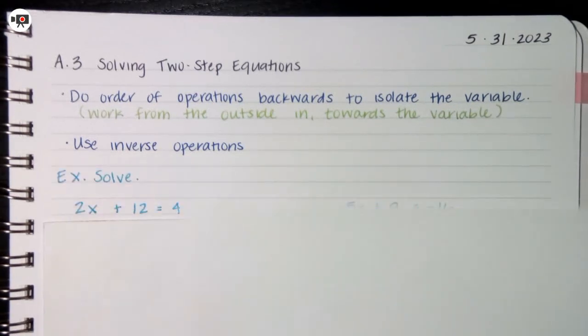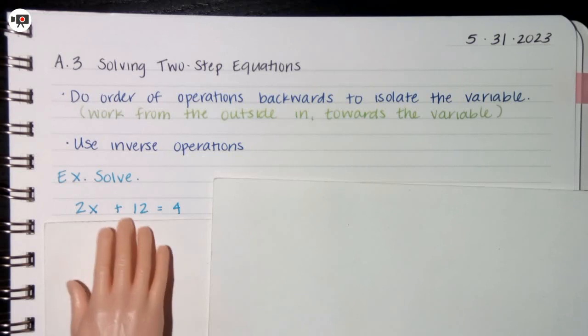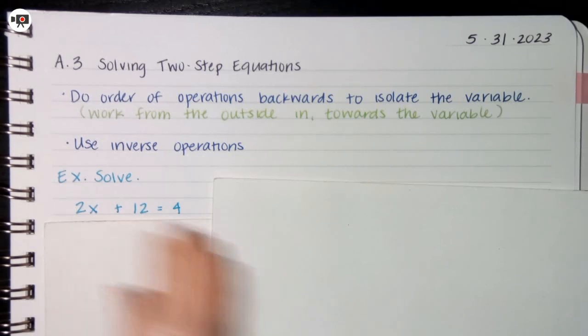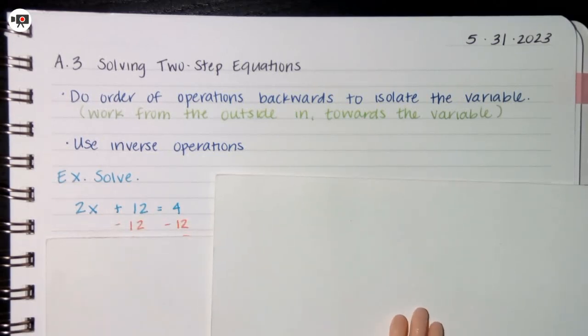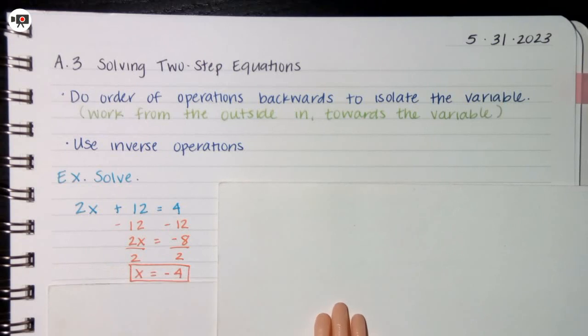So if I solve 2x plus 12 equals 4, working from the outside in on the left side, doing order of operations backwards, I'm going to take care of the addition first. So I'm going to subtract 12 on each side, to leave 2x equals negative 8, and then to get x completely by itself, divide each side by 2, so x is negative 4. This is the same thing we've been doing. It's just putting a little bit different words to it.